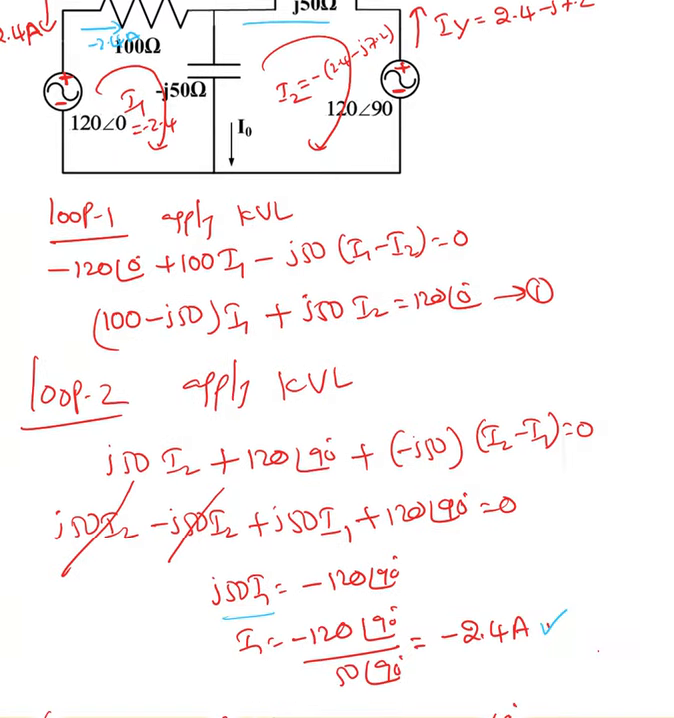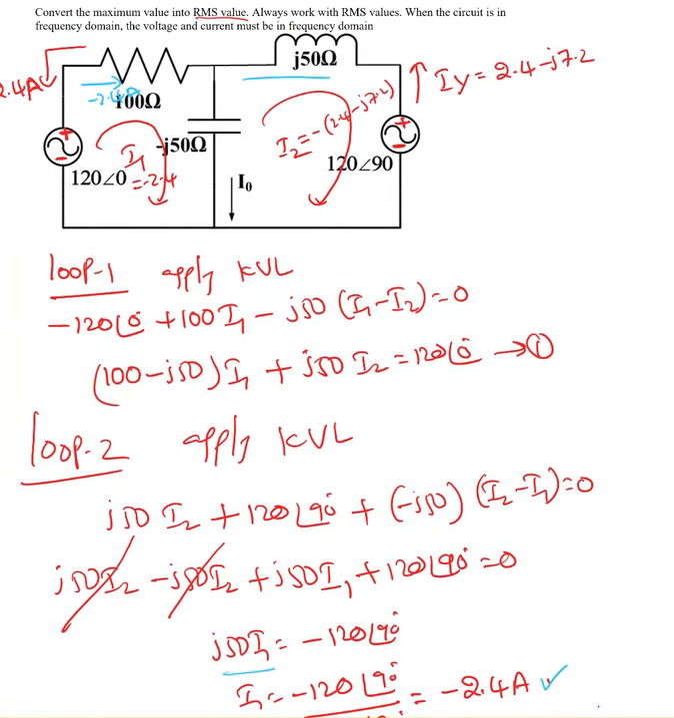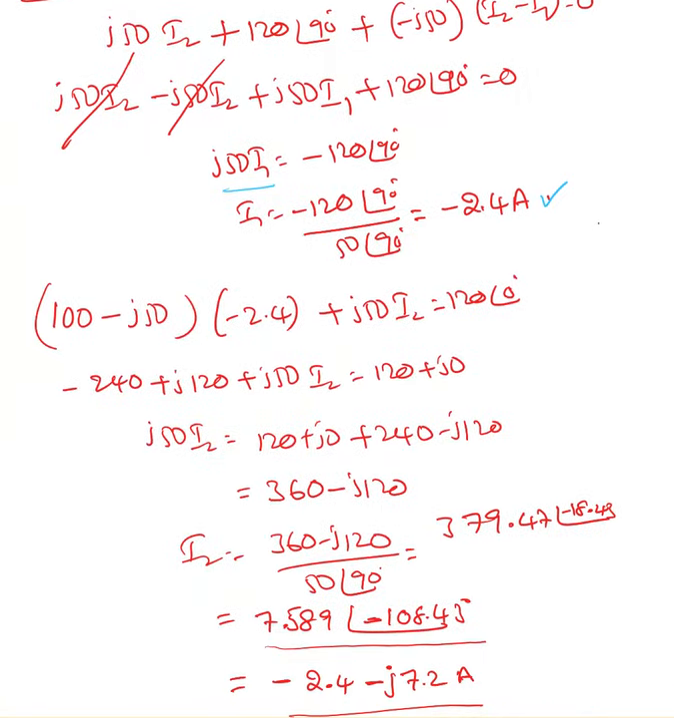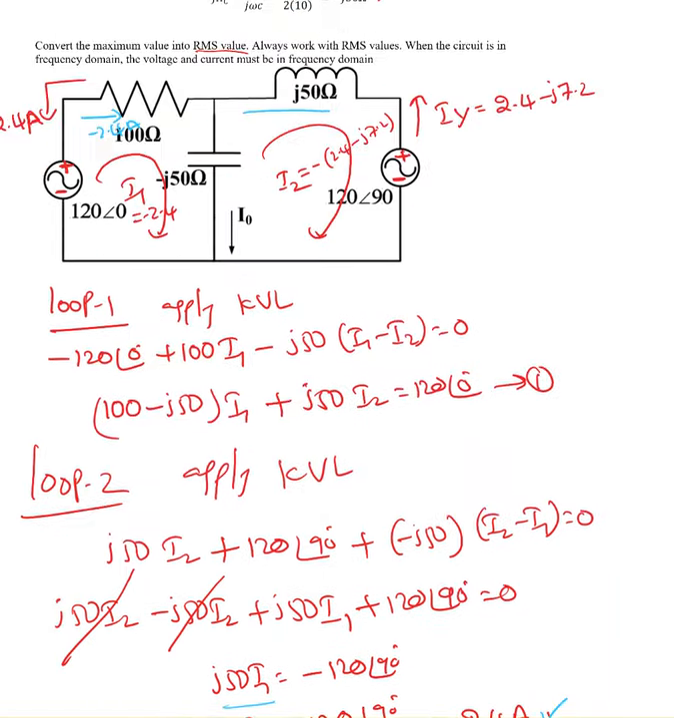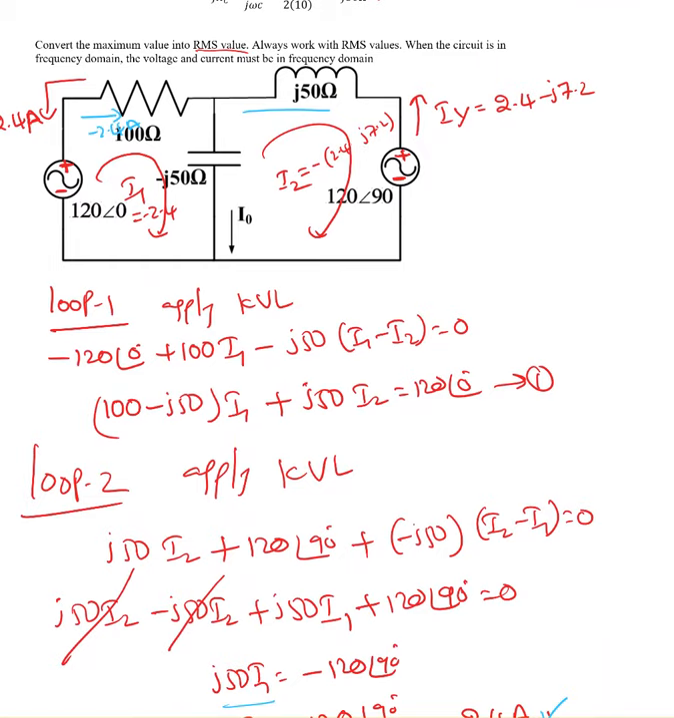In the same way, if I substitute that I1 value into the first equation, I end up with I2 equal to minus 2.4, minus j7.2. So this must be plus. So it is minus 2.4 minus j7.2. I take the minus out, so it is 2.4 plus j7.2. Since both quantities I1 and I2 end up with negative numbers, I prefer to deal with positive numbers. So what I did, I changed the direction.